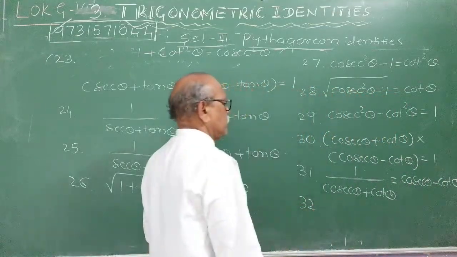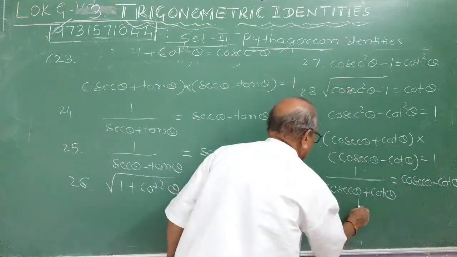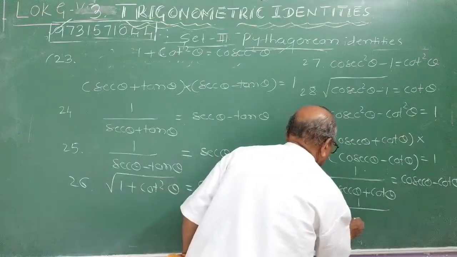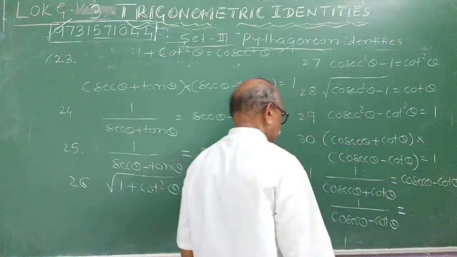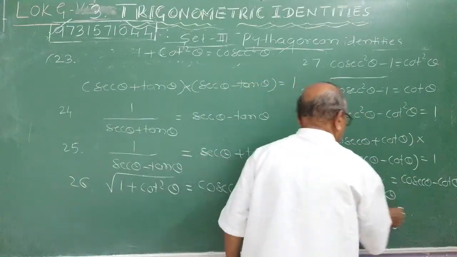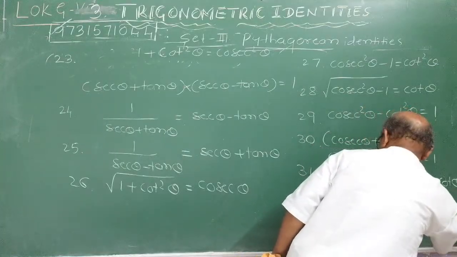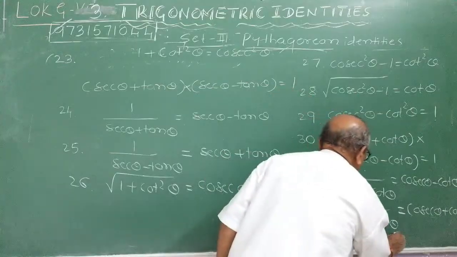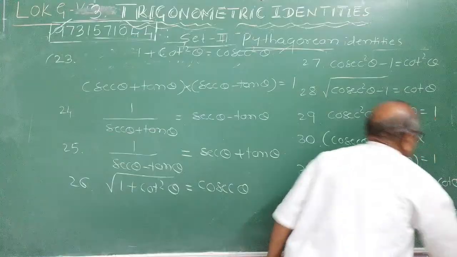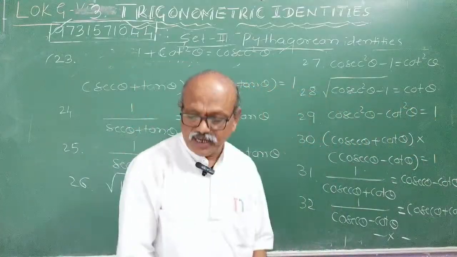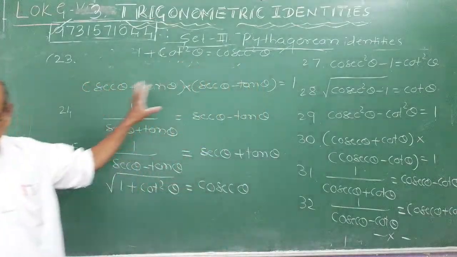32. You take cosec theta minus cot theta to the right. What do you get? 1 upon cosec theta minus cot theta is equal to cosec theta plus cot theta. Right, now this many identities are sufficient up to 10th level. Then I will separate PUC 1 classes. Okay. I hope all of you noted them.